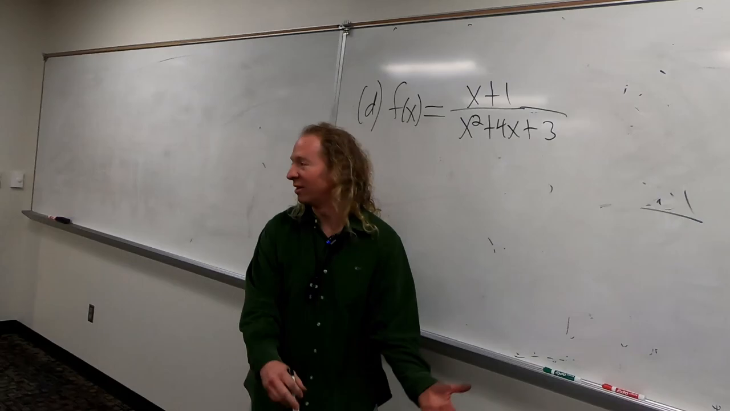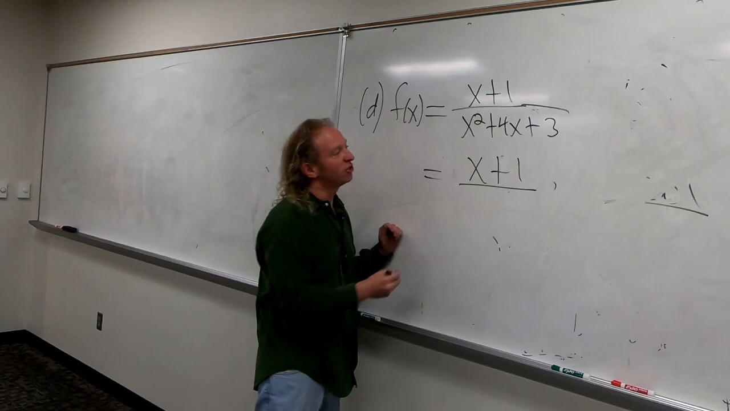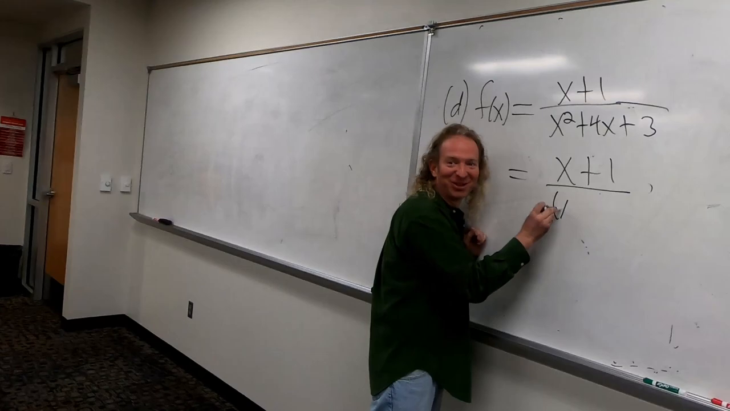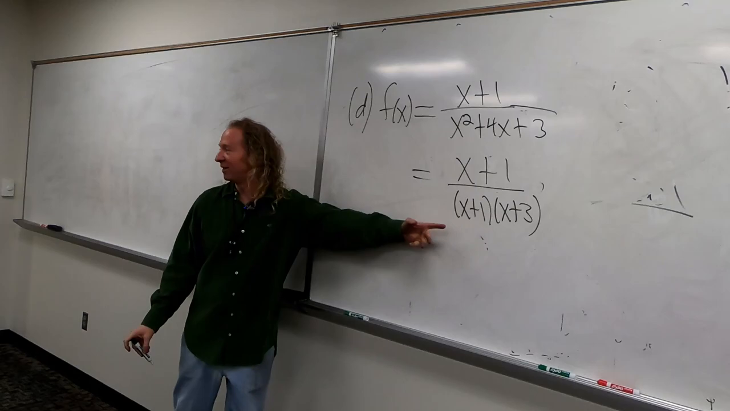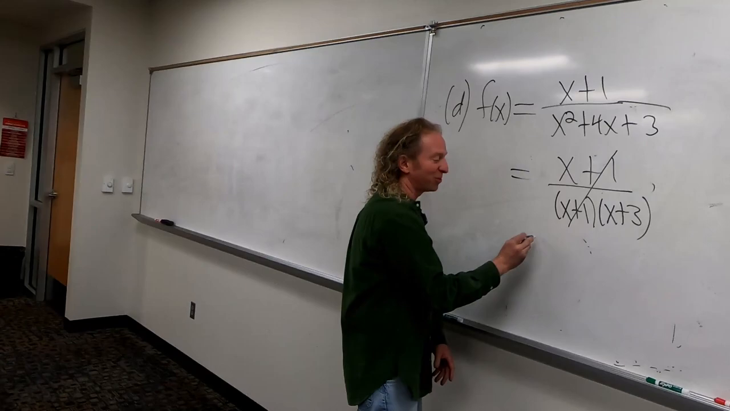I'm gonna do it, I can't wait. X plus 1, this should factor, right? Now it should factor, right? So it's x plus 1, x plus 3. It should factor now. Is that right? Yeah, okay, good. What cancels? X plus 1. Yes, we get 1 over x plus 3.